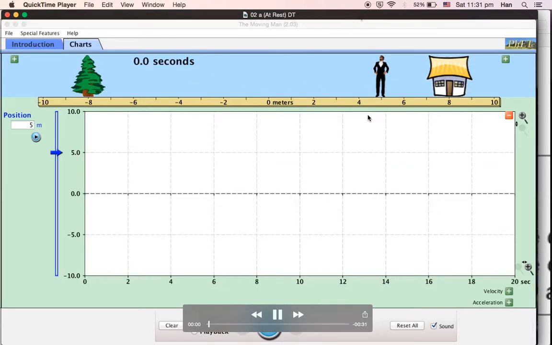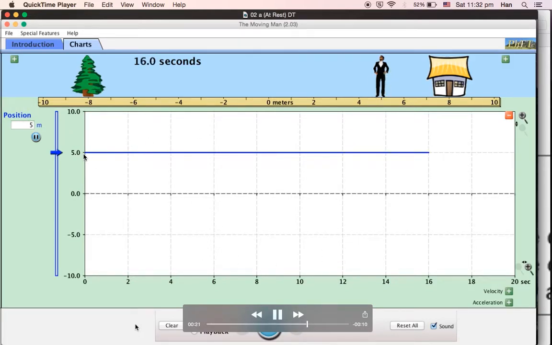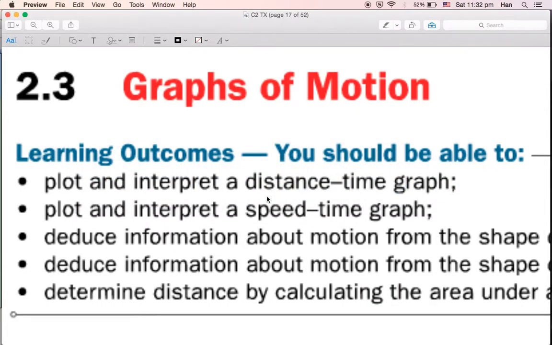Let's start it off again. At 0 seconds, he's at 5 meters. 1 second, 5 meters. 2 seconds, 3 seconds, 4 seconds, still at 5 meters. 5, 6, 7, and so on. He's basically always at 5 meters. So in a distance time graph, as long as you're not moving, what you see is a horizontal flat line. Let's go back to our textbook.